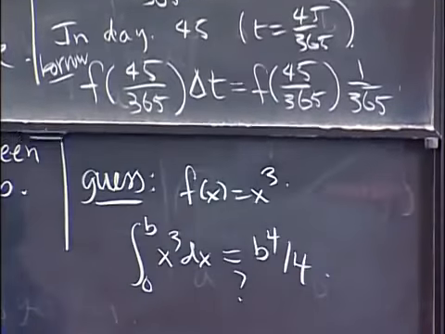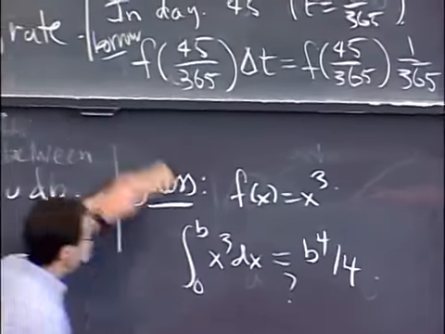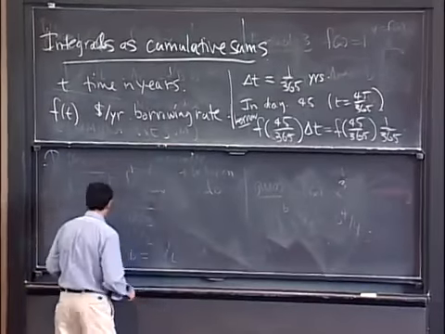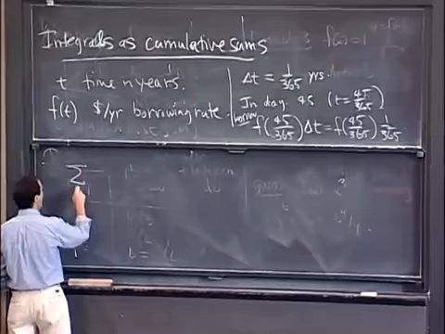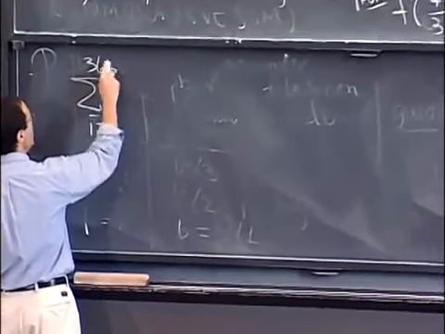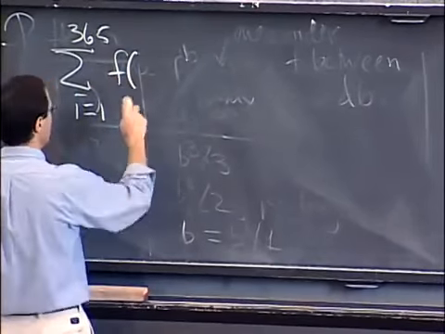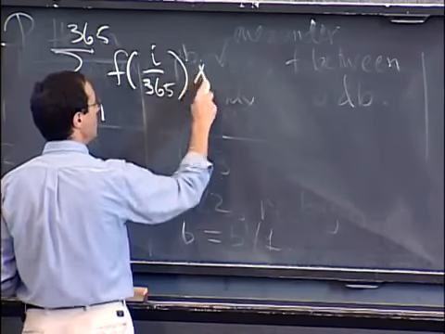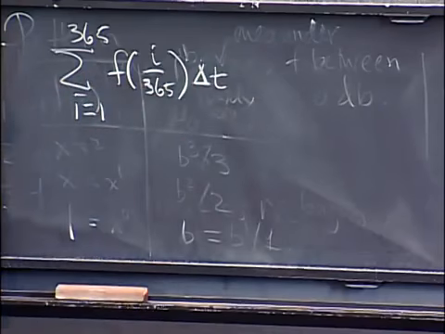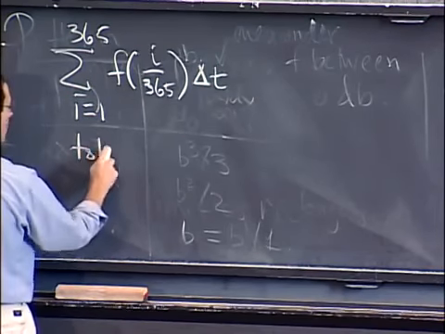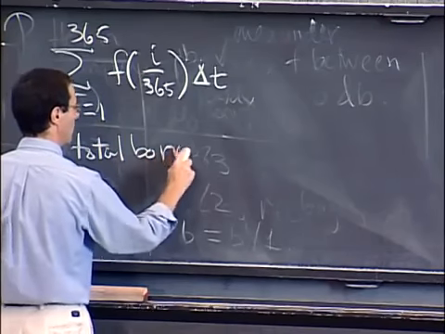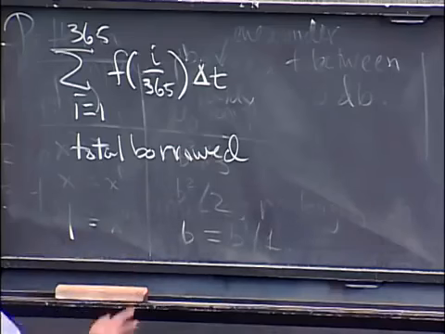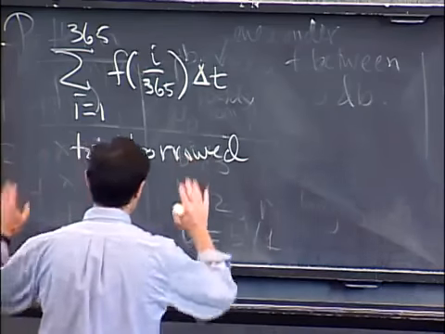And now, if I want to add up how much you've borrowed in the entire year, that's this sum, i equals 1 to 365 of f of i over 365 times this delta t, which I'll just leave as delta t here. This is total amount borrowed. Now, this is kind of a messy sum. In fact, your bank probably will keep track of it, and they know how to do that.